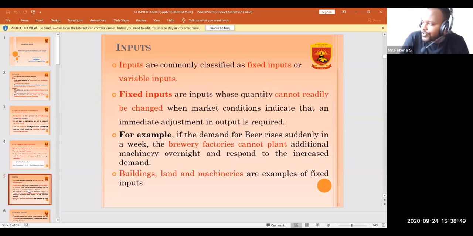So what are inputs or factors of production? Inputs are what we use to produce something. Inputs are commonly classified as fixed inputs or variable inputs. What is the difference between fixed input and variable input?